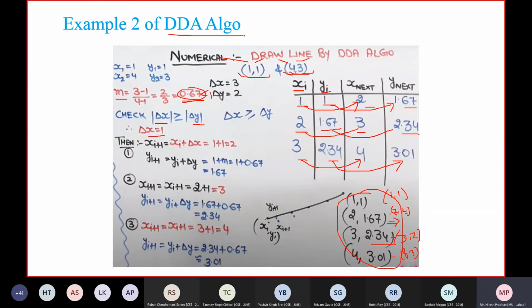So case 3 clear हो गया, case 1 भी clear हो गया होगा, I hope. Is it clear? Is it clear guys? So the DDA algorithm की सबसे अच्छी बात है कि it is very simple. That is the advantage of it. There is no complex calculation in it. You have to just remember these 3 cases and act accordingly.